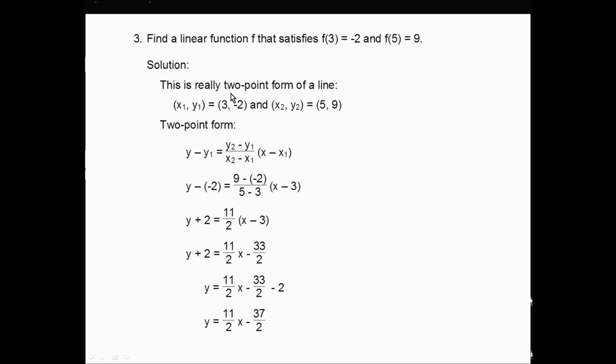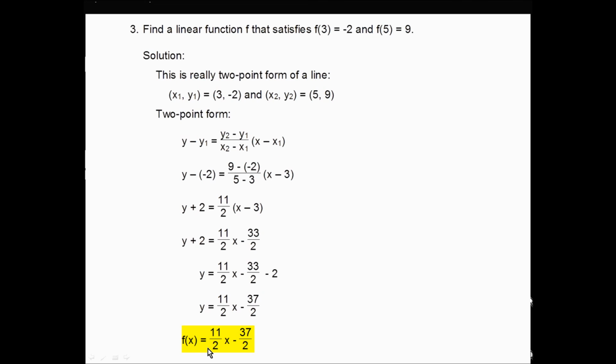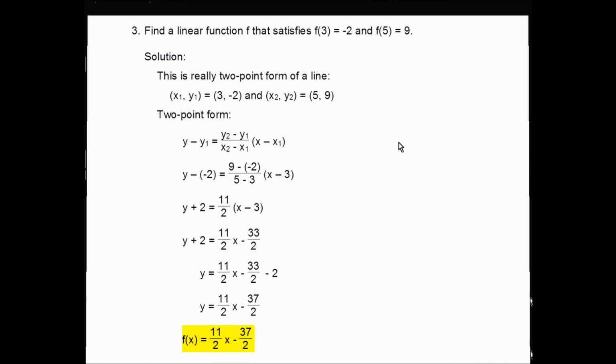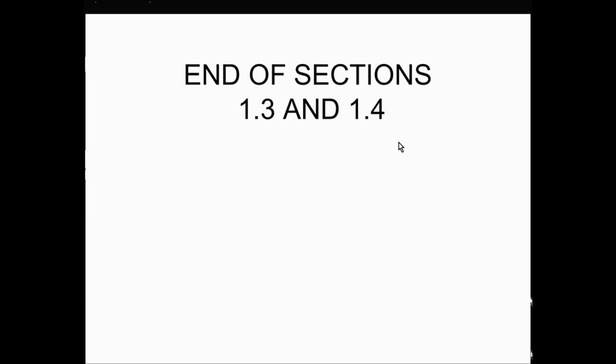Now remember, you're supposed to find a linear function f, so don't leave it like this. Write f of x equals 11 halves x minus 37 over 2. There's your linear function. Now if you're really feeling ambitious, or if you're just really bored out of your mind, plug in 3 for x and see if you get negative 2, because you're supposed to. That's what this function is supposed to do. Then plug in x is 5 and see if you get 9, because that's what's supposed to happen. So there's our first little group of word problems, the line word problems. That's the end of sections 1-3 and 1-4.